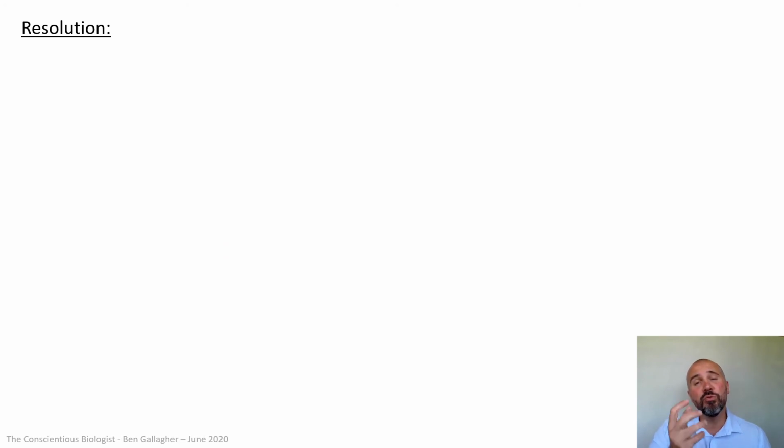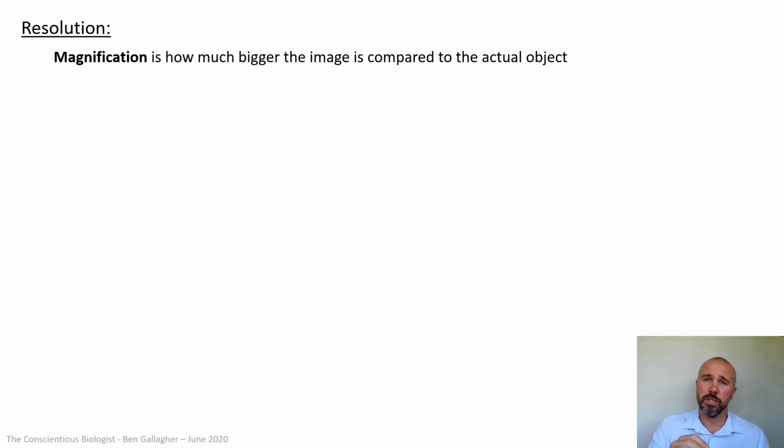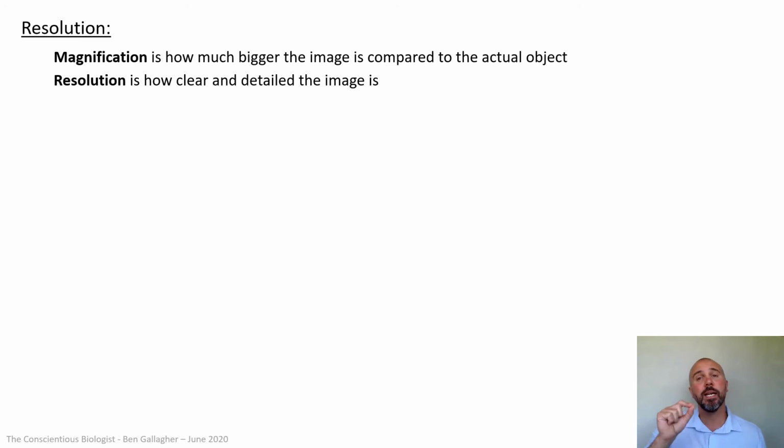Now at this stage, we really need to look at why light microscopes can't give you a really good image. And it's because of this thing called resolution. Resolution is a vital thing when it comes to viewing anything, because magnification alone isn't enough. Now, we already said that magnification is how much bigger you can make something, how much bigger the image is compared to the actual object. But resolution is how clear and detailed the image is. Now, if you've got an unclear image, magnifying it isn't going to help. It's just going to magnify the blurriness.